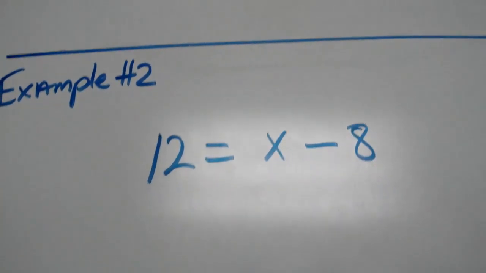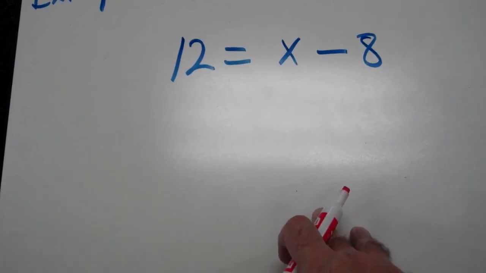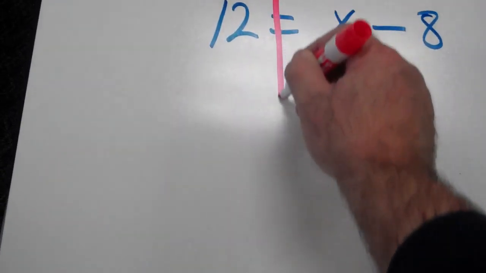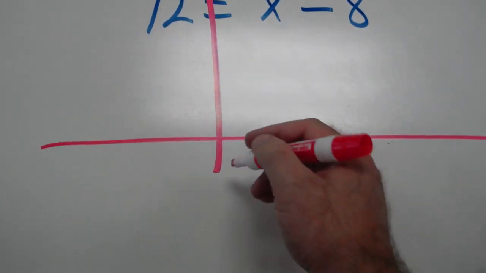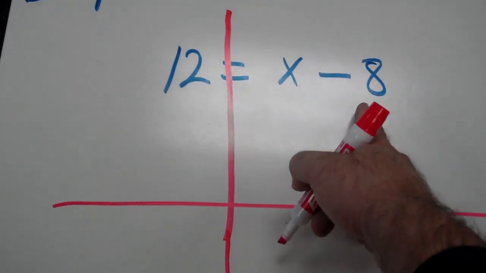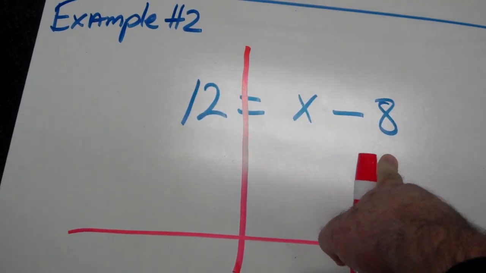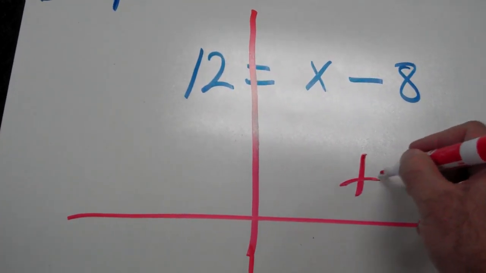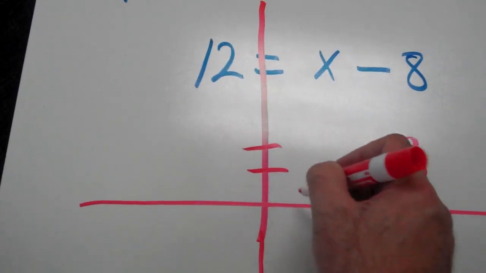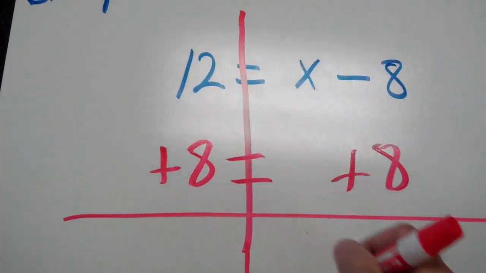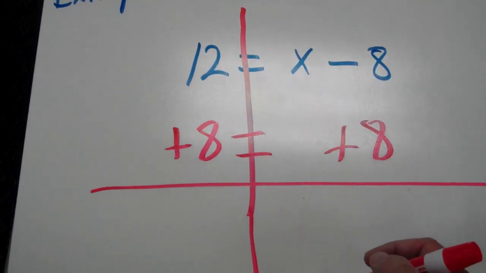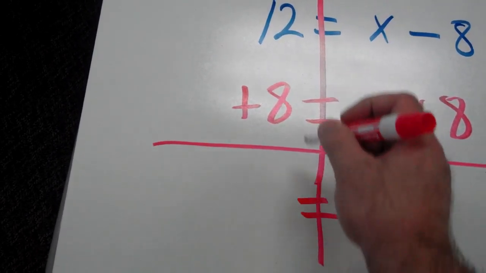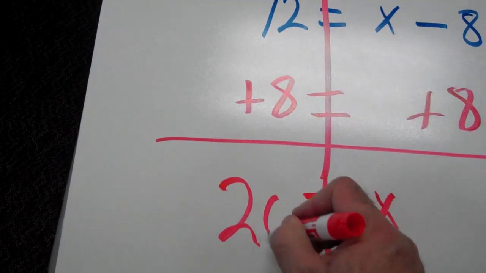Not too tough. Then down here, whoa, what's happening here? Now the x is on the right, which is no big deal. We're still going to build our wall through the equal sign. Then we need to get this minus 8 off this side, or negative 8. So that's right. We're going to add 8. And if we add 8 to this side, we need to add 8 to that side. Equations like to stay equal. Negative 8 plus 8 is 0, leaving us just x. 12 plus 8 is 20. X equals 20.